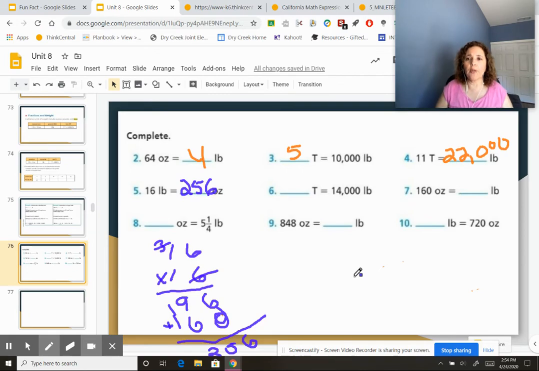Okay, so try number 6 and number 7 on your own. Remember that when you're going from a smaller to a bigger, you divide, bigger to smaller, multiply. Okay, so try 6 and 7 on your own and then come to see the answer when you're done.